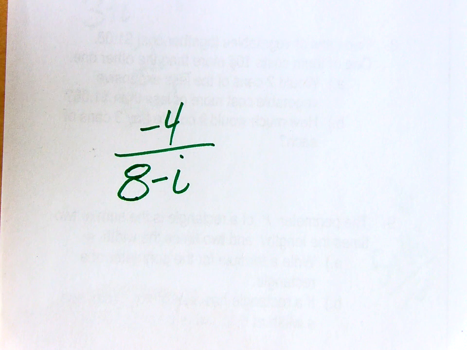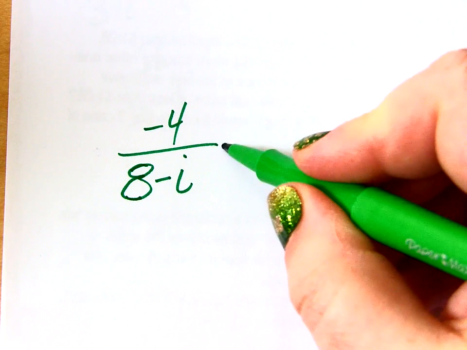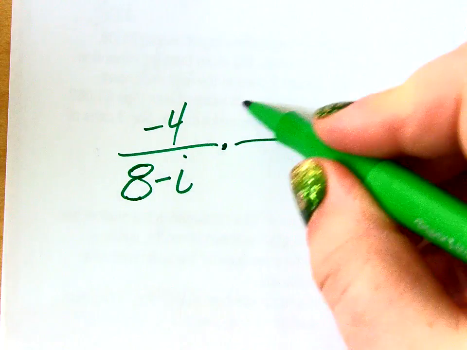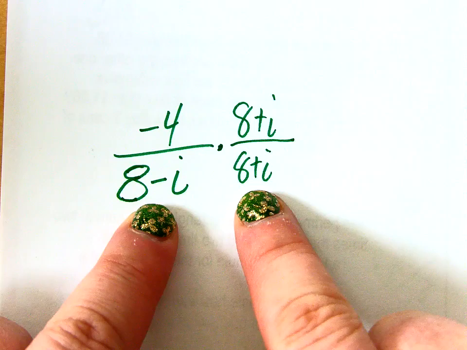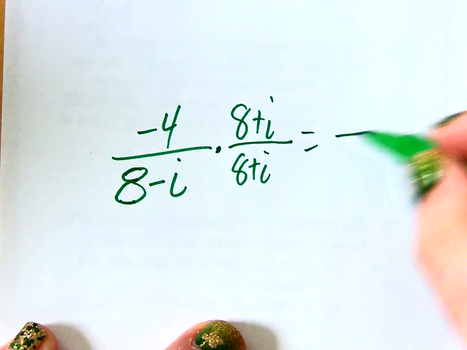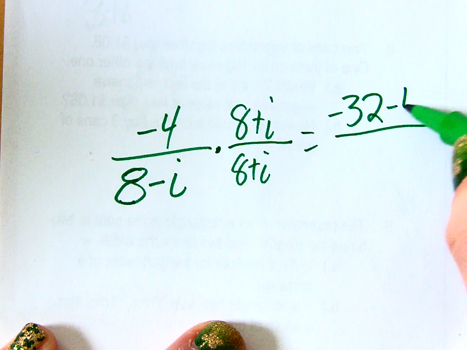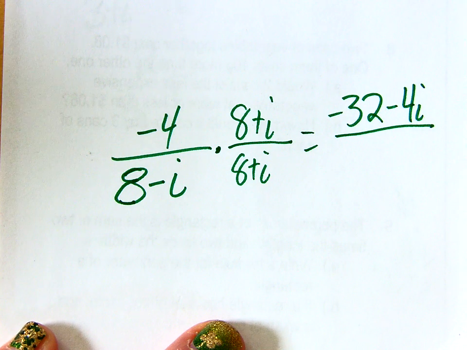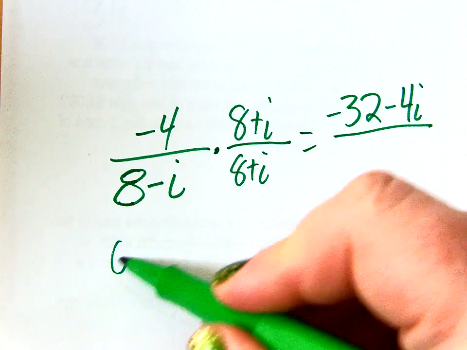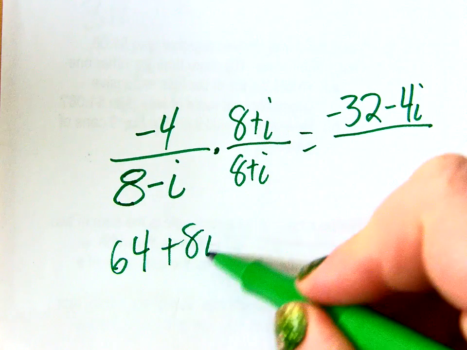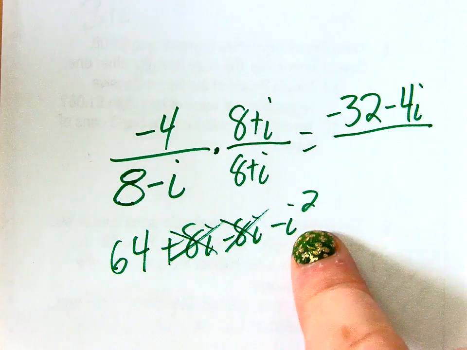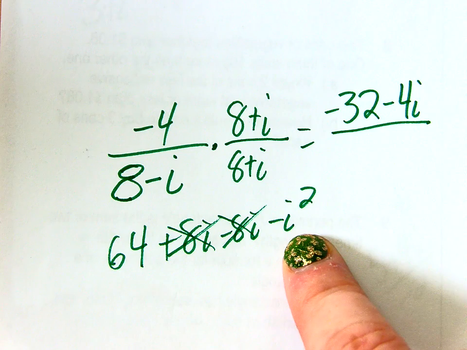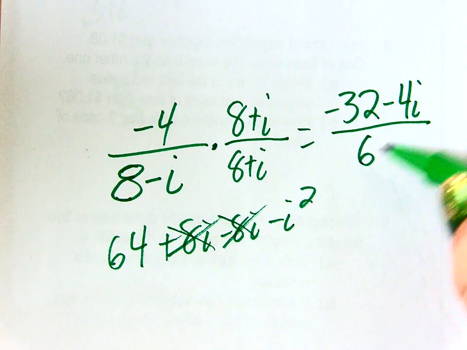Okay, you got something? Let's try it. So, what am I multiplying by this time? Yes, 8 plus i, the conjugate of what's already there, okay? So, across the top, negative 32 minus 4i. And on the bottom, we got a FOIL. 64 plus 8i minus 8i minus i squared. So the 8i's cancel. That whole thing turns into a plus 1. So I get a 65 in the denominator.